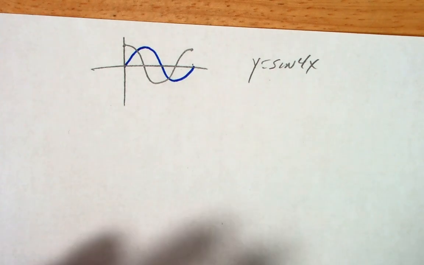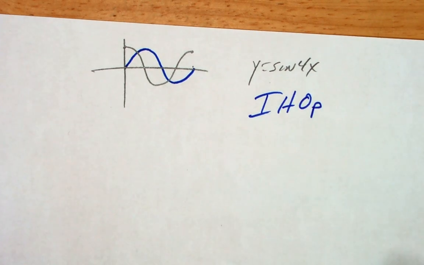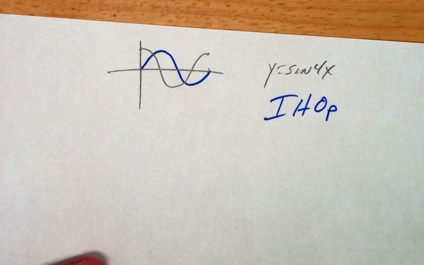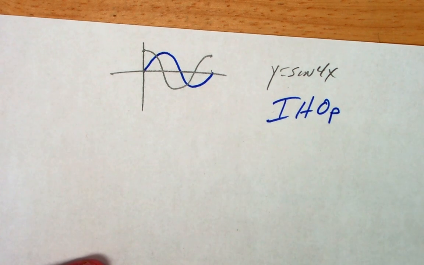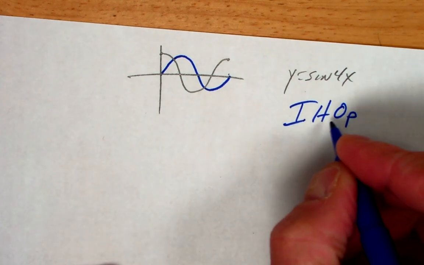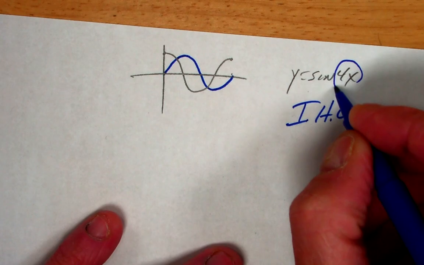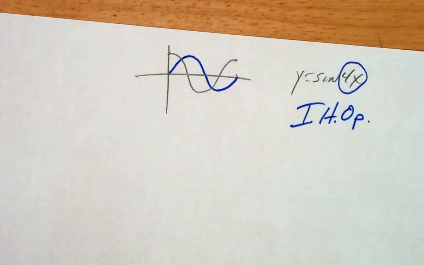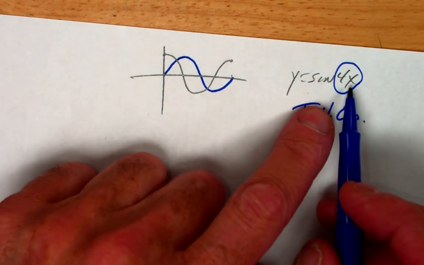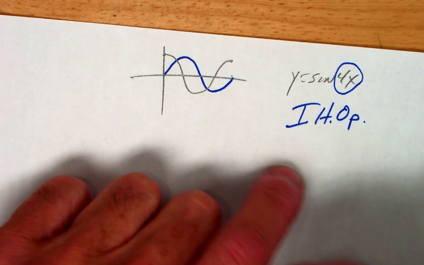Do you recall the International House of Pancakes? Yeah, so it stands for inside, horizontal, and it's the opposite. Inside causes horizontal change, and it's the opposite of what you might think. So this right here, that's causing horizontal change. It doesn't slide it that way. Since it's a multiplier, it's either stretching it or shrinking it. It looks like it's going to stretch it 4 times bigger, but it's the opposite. It's going to be 4 times narrower.